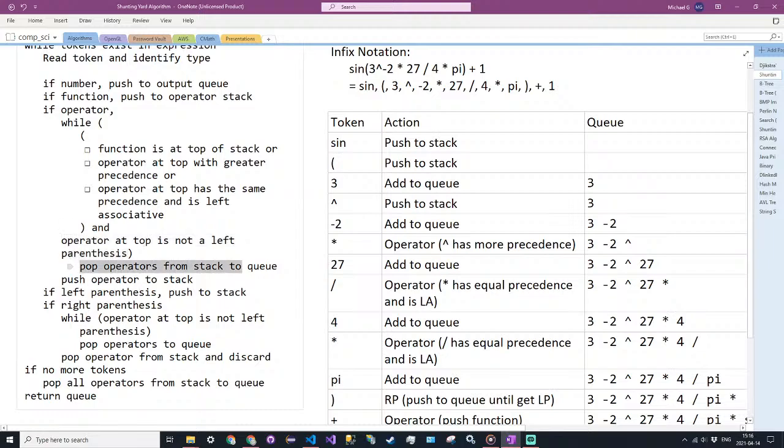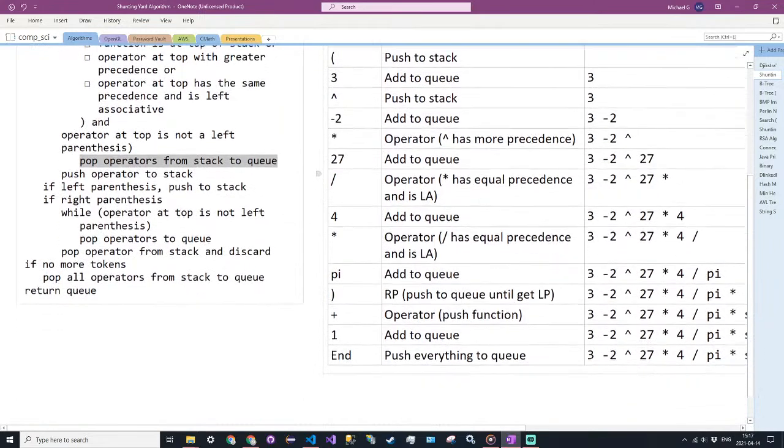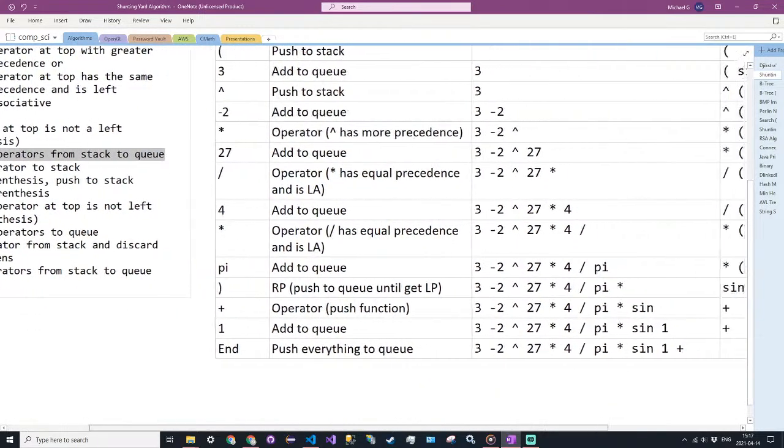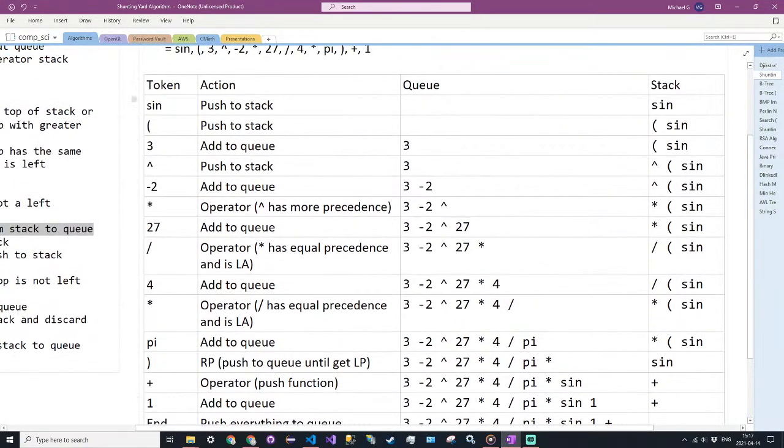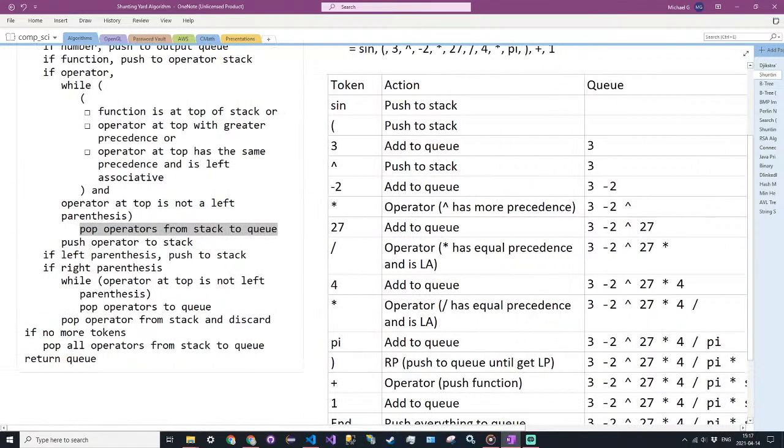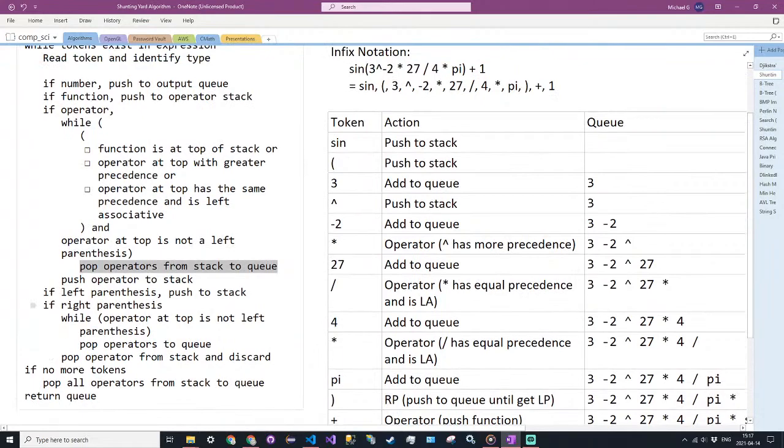And in that case, we're going to pop operators from the stack to the queue. So we essentially want to keep going from the stack over to the queue when those conditions are met. Now if the token is a left parenthesis, we can simply push it to the stack as if it were a function with some precedence. If it's a right parenthesis, now we want to pop until we find the matching left parenthesis.